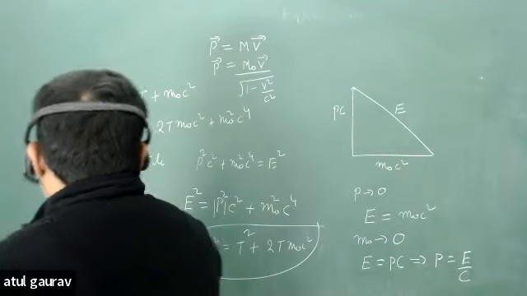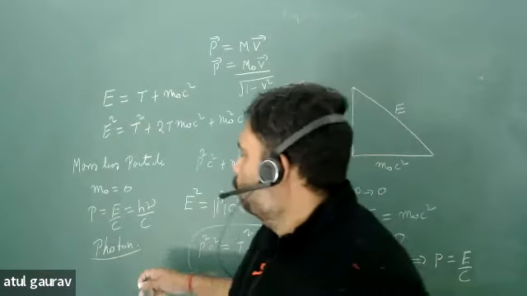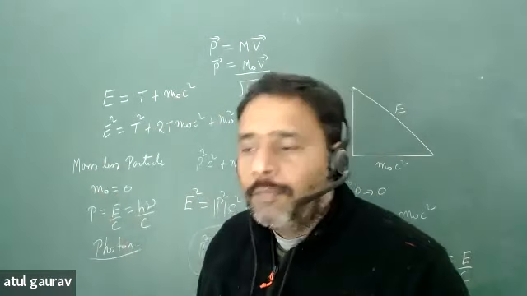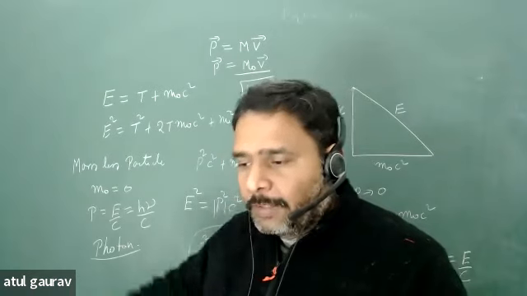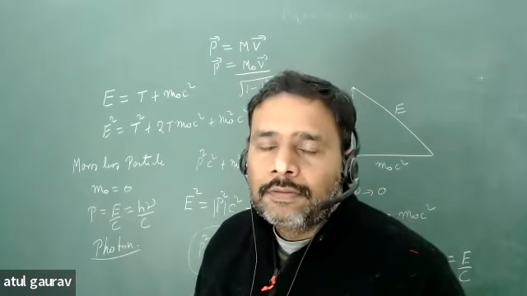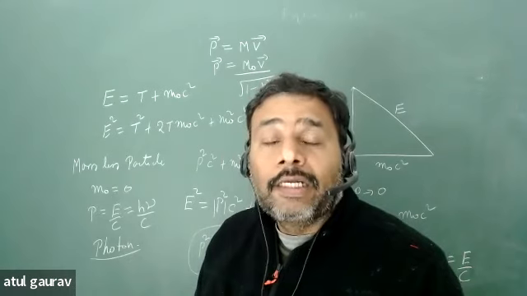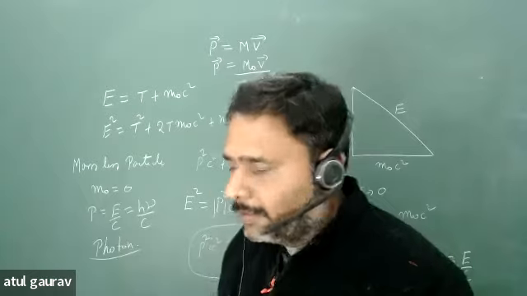So we have a special type of particle whose mass is equal to 0, but which has momentum. And what will be the speed of that particle? Speed of light, C.